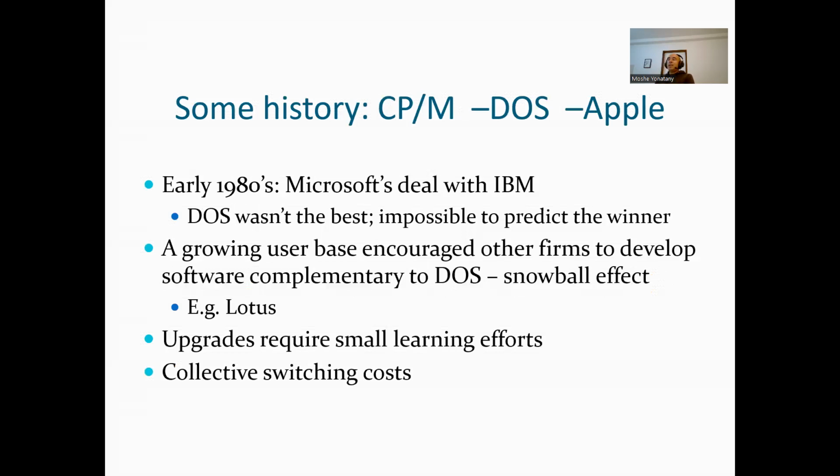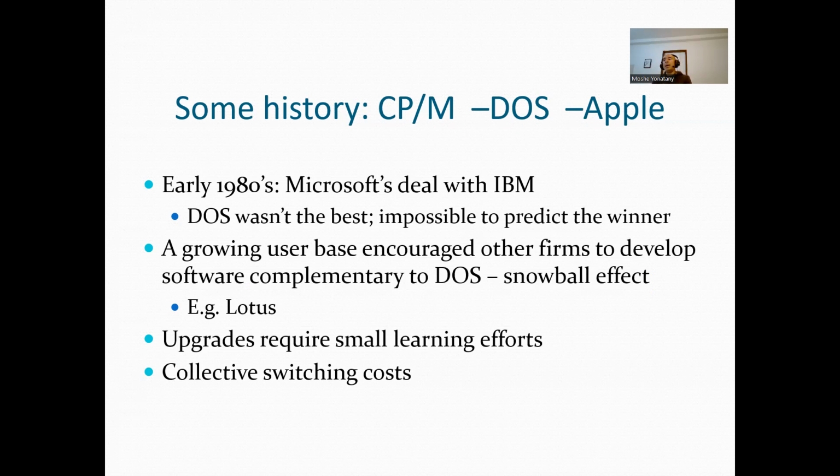A historical example, I'm taking you 40 years back to the early 80s. There were 3 operating systems: CP/M, DOS, and Apple. DOS is actually the one that came before Windows. It means disk operating system. And none of them was better, actually. I mean, technologically, they were quite similar. DOS was not the best, but they managed to seal a deal with IBM. IBM was the largest computing company in the world. They had the PC in 1981.